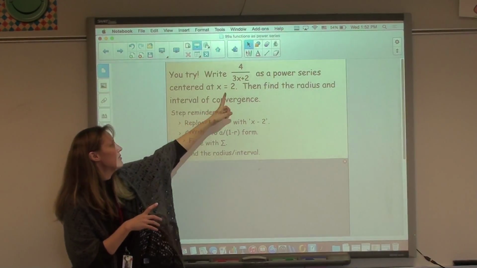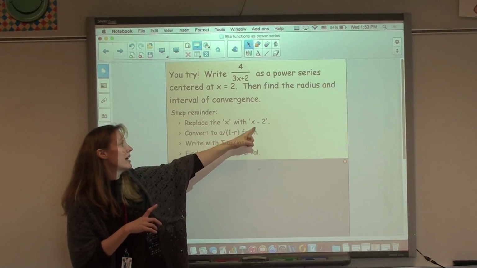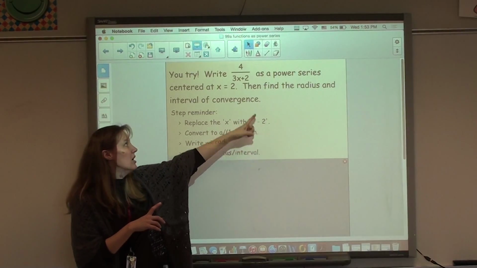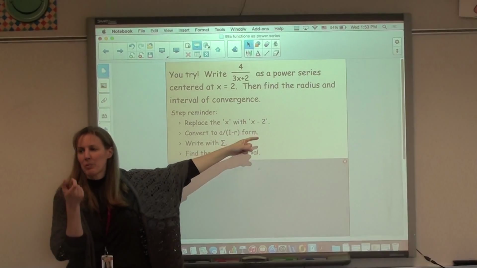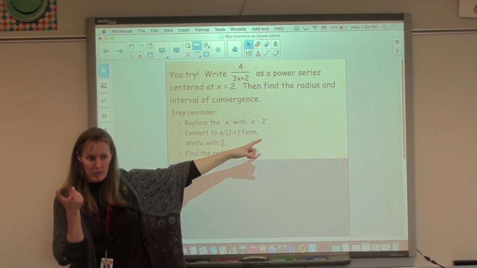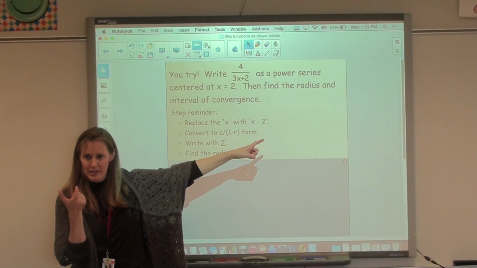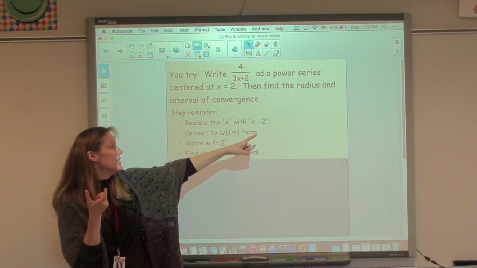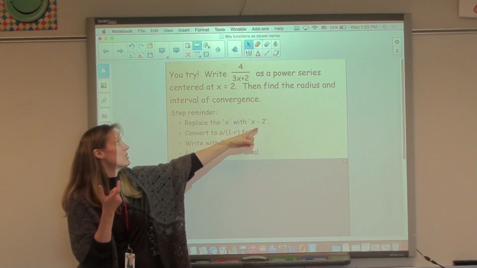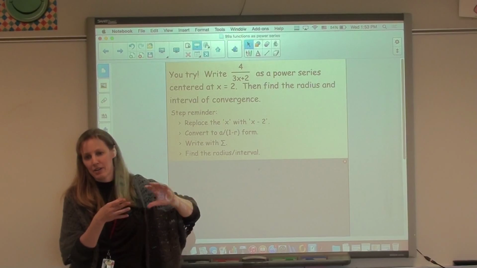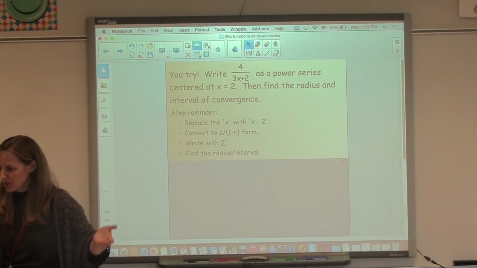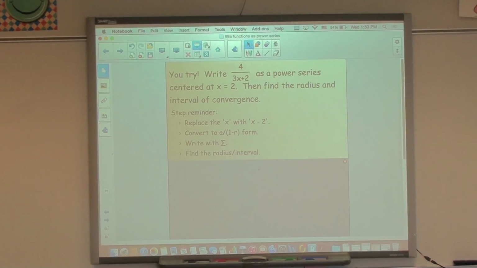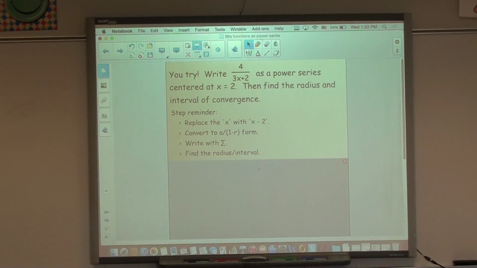So when it's positive 2, you have to replace the x with an x minus 2. Always start first by replacing x with x minus c, whatever your center is. So we end up with an x minus 2, and then figure out what you have to add or subtract to balance it out. Then you might have to do some rearranging and some dividing, all that kind of stuff.